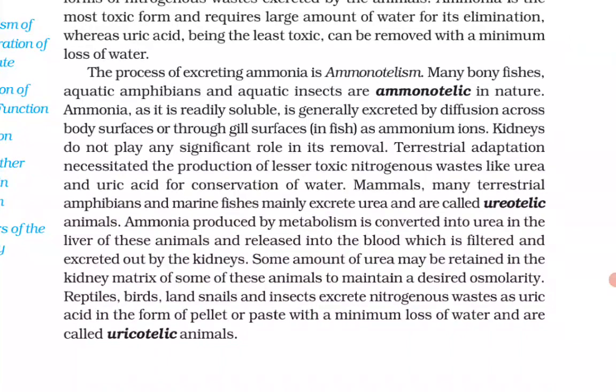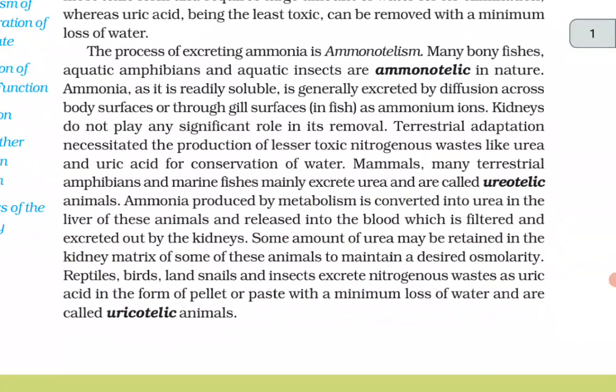Mammals, many terrestrial amphibians and marine fishes mainly excrete urea and are called ureotelic animals. Ammonia produced by the metabolism is converted into urea in the liver of these animals and released into the blood, which is filtered and excreted out by the kidneys. Some amount of urea may be retained in the kidney matrix of some of these animals to maintain a desired osmolarity.